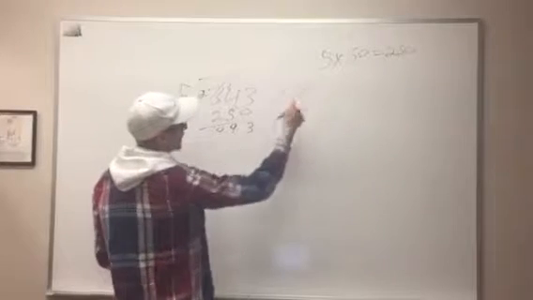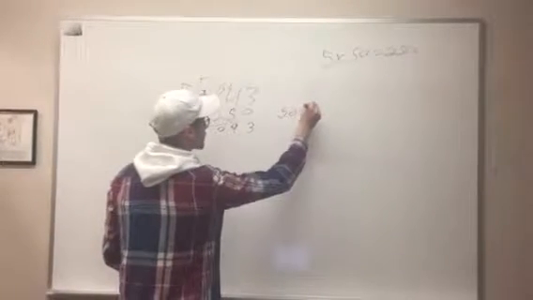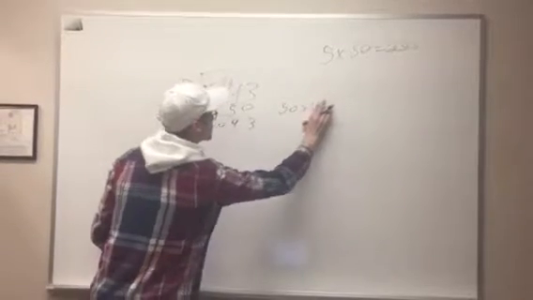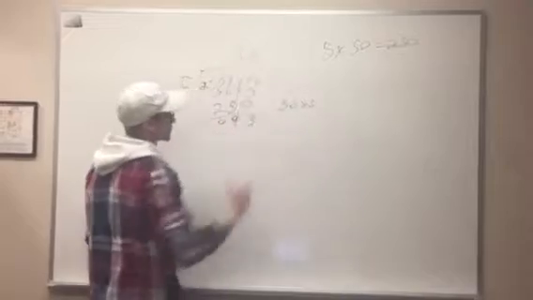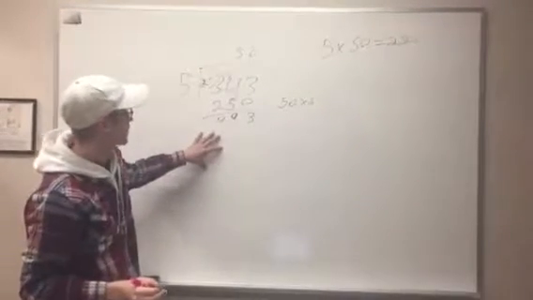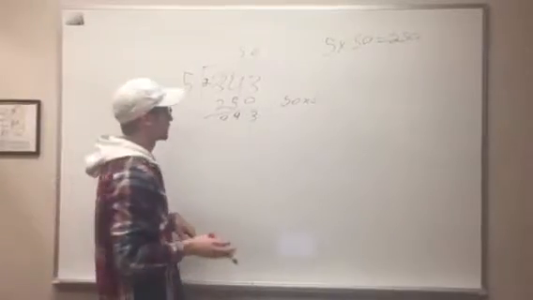But since we did 5 times 50, or 50 groups of 5, then we know that 50 groups of 5 are at least in this number. So next, what we're going to want to do is look at 93. And 93 is a little bit of a weird number.